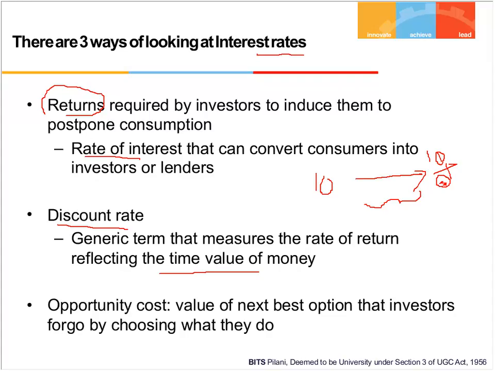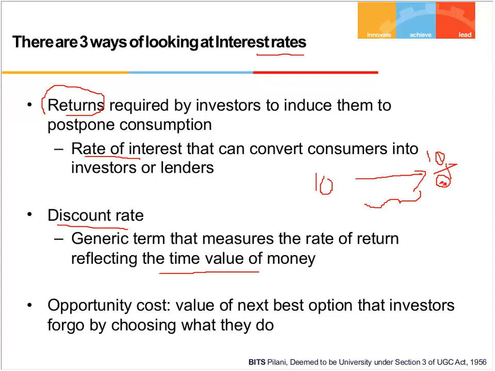So we know that a future value is given and we are calculating the present value. When we say compounding rate, we know that a present value is given, we are calculating a future value. So that is the rate that we are looking at in terms of time value of money.